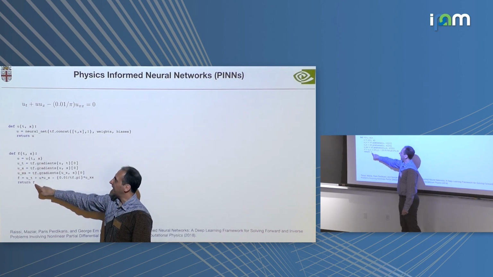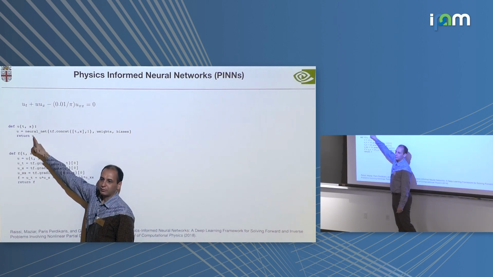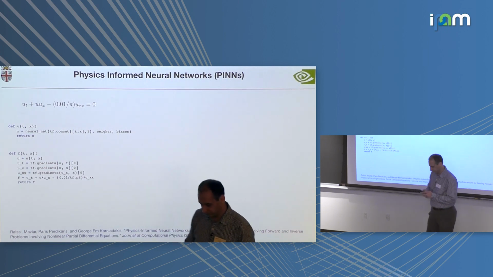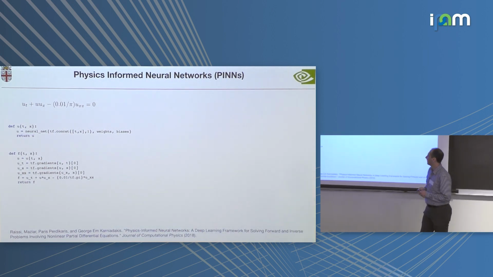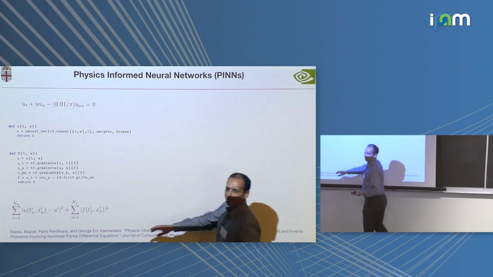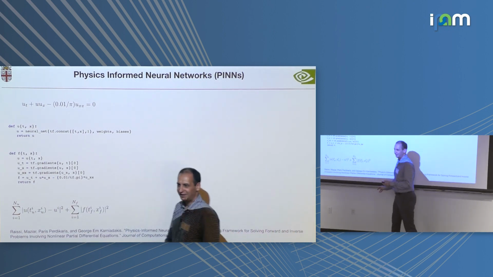This neural network F has the same parameters as neural network U, same weights and biases. And we do training this way. Paris went through a nice way of doing the training better. But this is the benchmark. Let's go with that. This is PINNs.